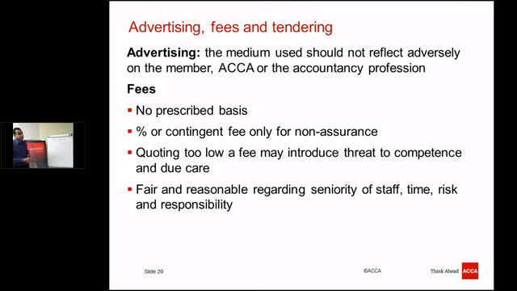So the key measure, as you can see on the slide in front of you, is that on advertising, the medium that should be used should not reflect adversely on the member, which is to say the ACCA member, ACCA, or the accounting profession. Now, this would obviously raise the question, what could happen that would lead to an adverse reflection on either the member, other members, ACCA, or the profession as a whole.